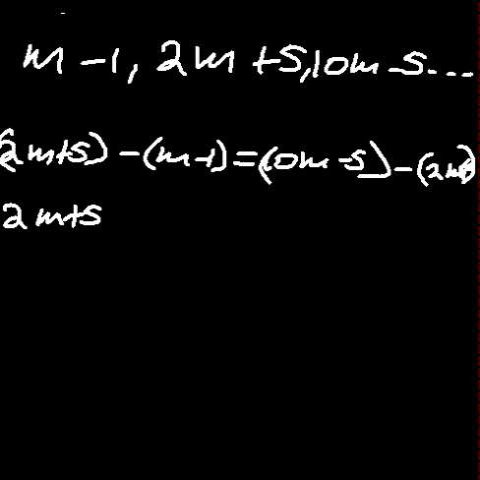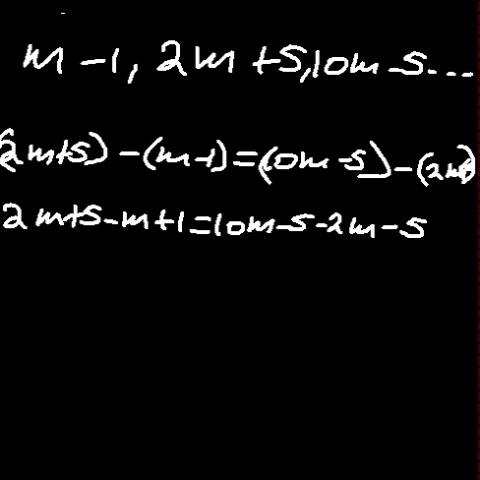the negative there. I'll have it as negative m and plus 1, which is equal to 10m minus 5, and also you have to distribute the negative there, and you'll have negative 2m and minus 5. So having the right terms, we'll have now m and plus 6, which is equal to, in this case, 8m and minus 10.